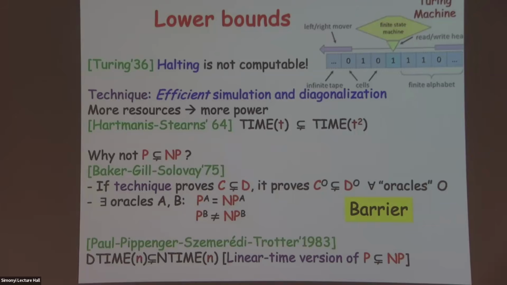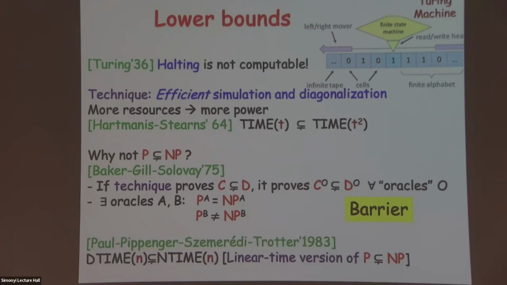So one early result: taking the same technique, but adding some non-trivial combinatorics, these guys managed to prove a linear time version of P versus NP. They showed that linear time non-deterministic machines can do more than linear time deterministic machines. So this somehow uses more than this technique. We didn't get much beyond that. That's the strongest we can say about something that looks like this. People started looking for different types of techniques.